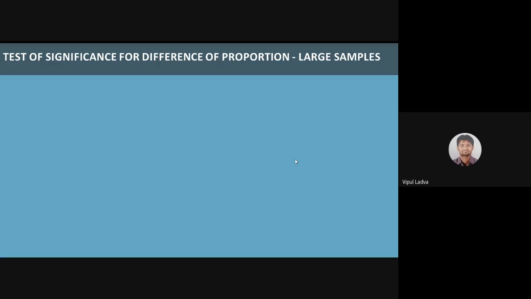Let's go for the next example, the next test: the test of significance for the difference of proportions, large samples. When I say difference of proportions, some things are very clear: to get the difference of proportions, we will have at least two samples.